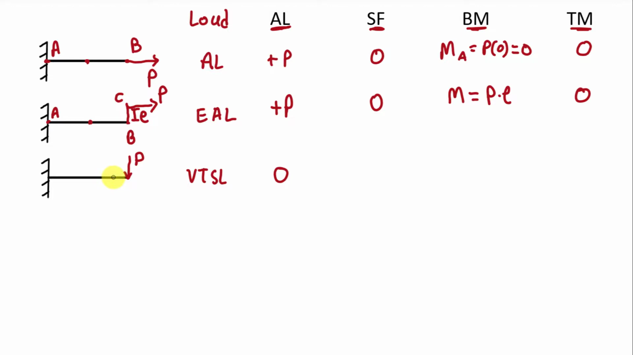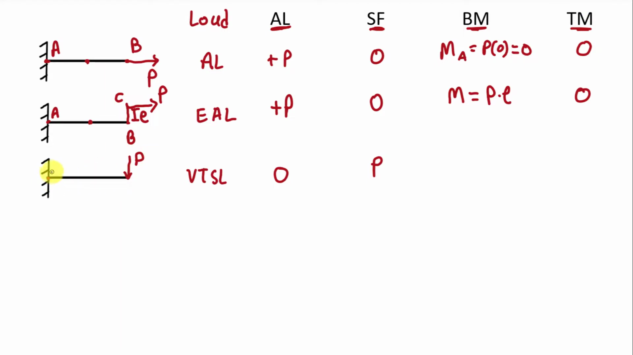Here this load is perpendicular to the longitudinal axis of this body, so this load is considered as shear force. Here the value of shear force will be P. Now due to this load, what is the value of bending moment and twisting moment in this body?